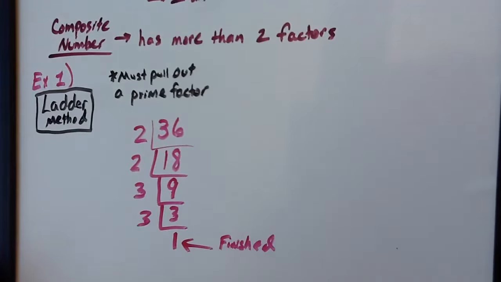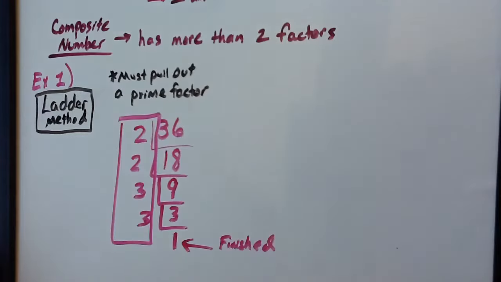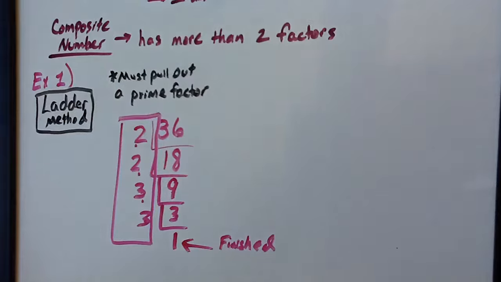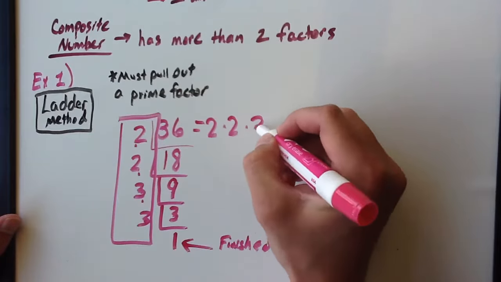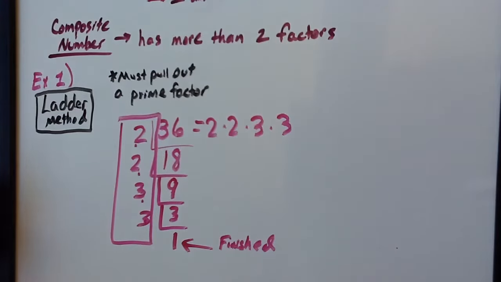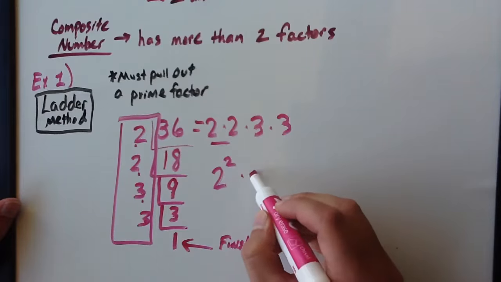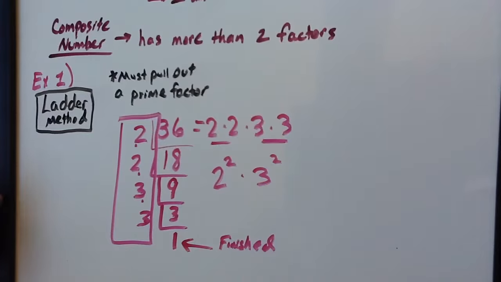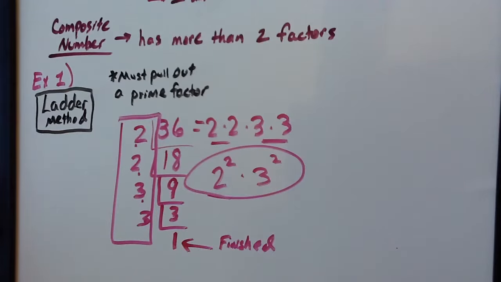Now, the prime factors of 36 are these numbers on the left. These numbers right there multiplied together are the prime factorization of 36. Okay, so I have 2 times 2 times 3 times 3. Well, I have two 2's being multiplied together, so that's 2 squared, times 3, two 3's, 3 squared. And 2 squared times 3 squared, well, that would give me 36. So that is the prime factorization of 36.